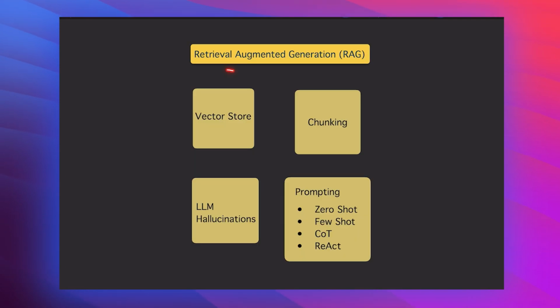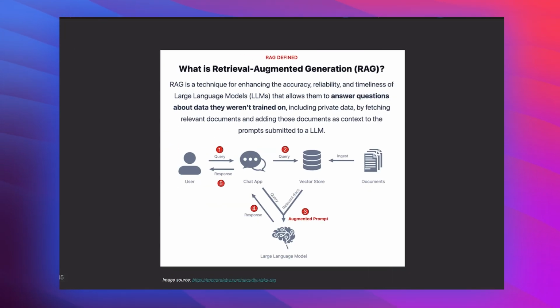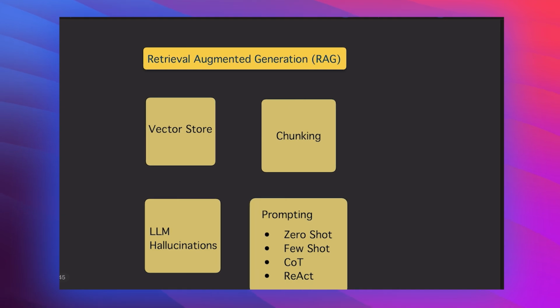To better understand RAG, we need to know about these basic components like vector store, chunking, hallucinations, and how you can avoid hallucinations by using the right prompting techniques like few-shot, chain of thought, and ReAct. As we saw in this diagram earlier, a vector store is a specialized database that stores and organizes data as numerical vectors. These vectors are created using embeddings as a way to translate data into a format that AI can understand. Maybe it's a bit confusing now, so let's get deeper into it.